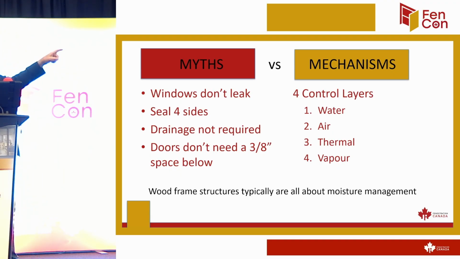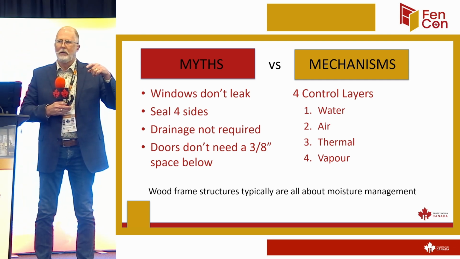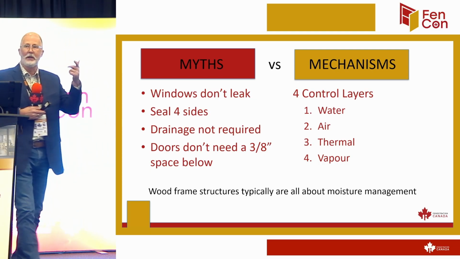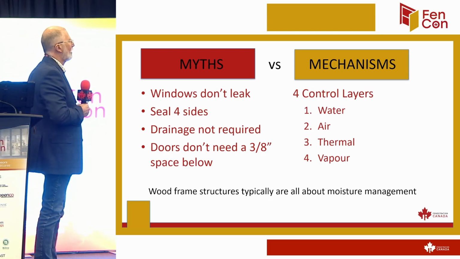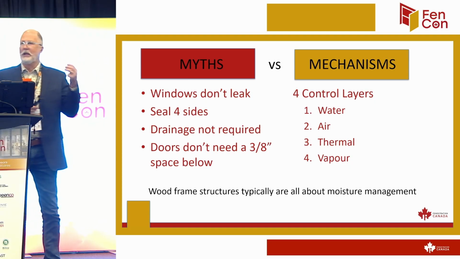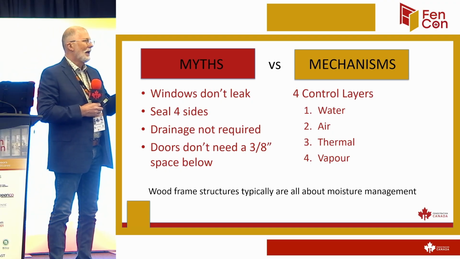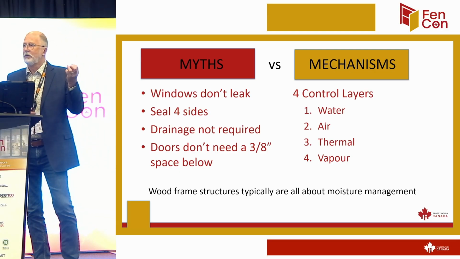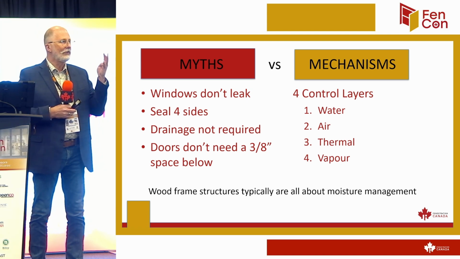So if we compare that to the mechanisms that we need to look at when we install a window, particularly in a building that is sensitive to moisture like wood, whether it's a single family, a multifamily, an apartment, 6-story, doesn't matter, we need to control those 4 layers: water, air, thermal, and vapor. And what's the most important one? Well, we need to deal with water. And why? Because wood is the most affected by water. Air will bring water in. Vapor is related to water. Thermal, you'll get condensation if you don't have enough thermal insulation. So those are the 4 things that we really focus on.